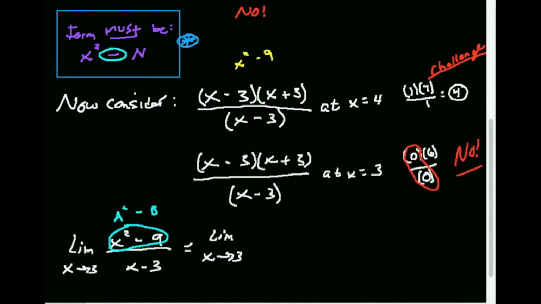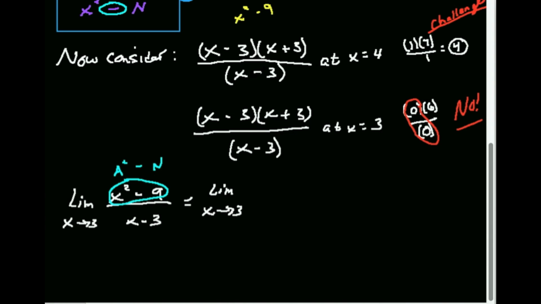I think I used the letter n here. Let me do that. I used n. So a squared minus n, okay? And if you have something like that, so x squared minus 9, x squared minus 16, even 16 minus x squared. As long as you have that subtraction, and at least one of these things is squared, usually the variable, you can do this. So what I'm going to do is show you how to break this up into something that's a lot easier to deal with. All right, so here I have the limit as x goes to 3 of x squared minus 9 divided by x minus 3.